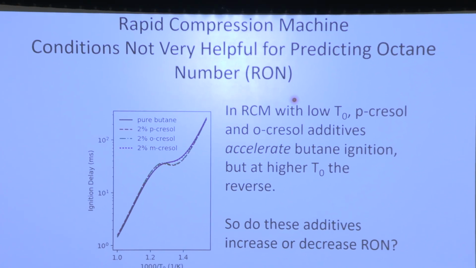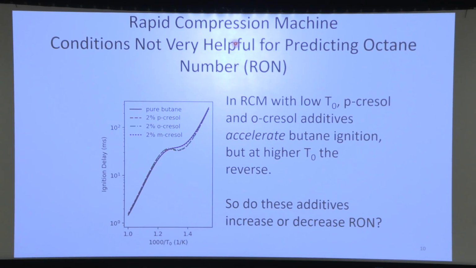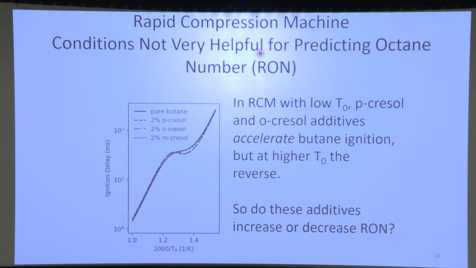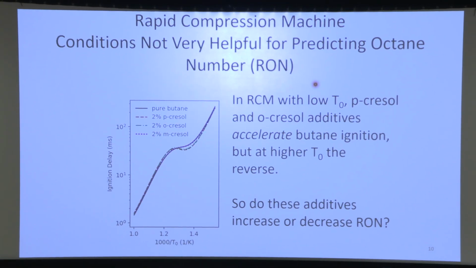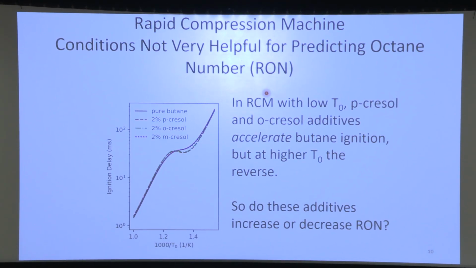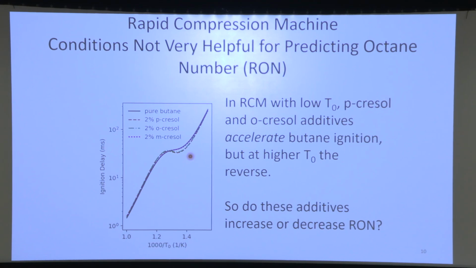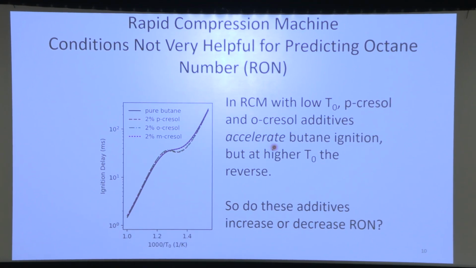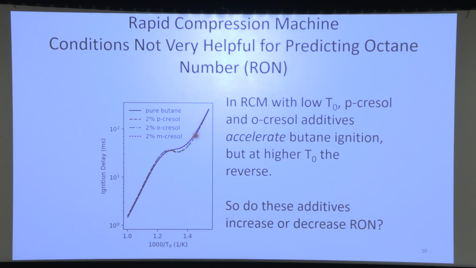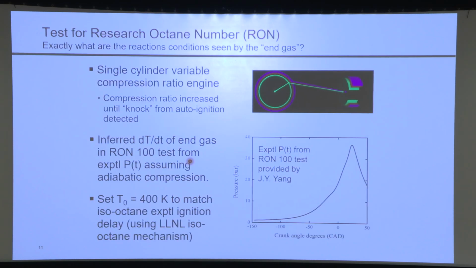One was that people always use rapid compression machines to try to understand ignition, but it doesn't really work for predicting the octane number. For example, in the rapid compression machine, some of the additives accelerate the ignition. They have like a negative octane effect. They make it ignite faster rather than slower. So it's very confusing. So then we decided to make a simulation of a real engine.